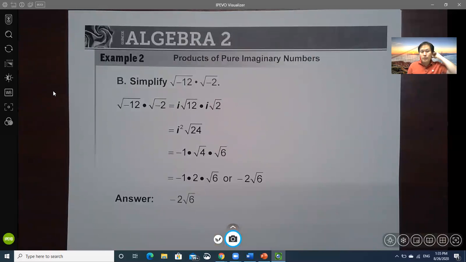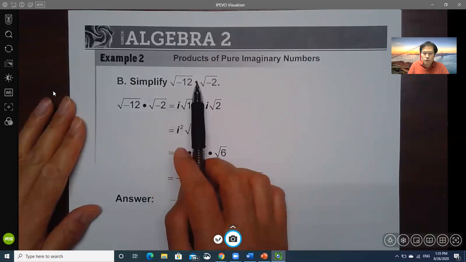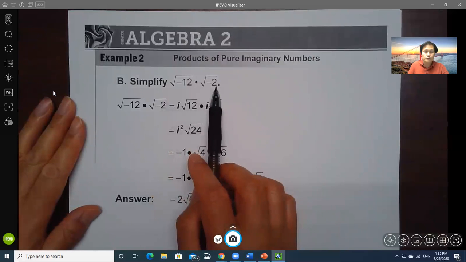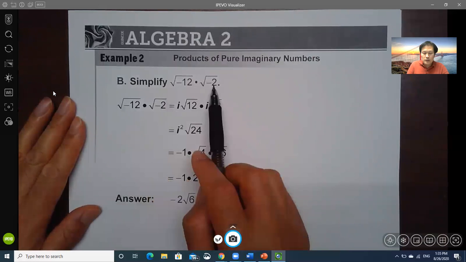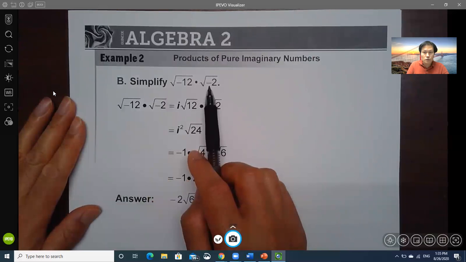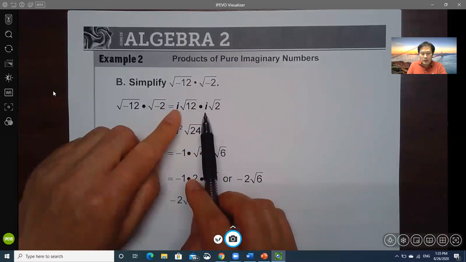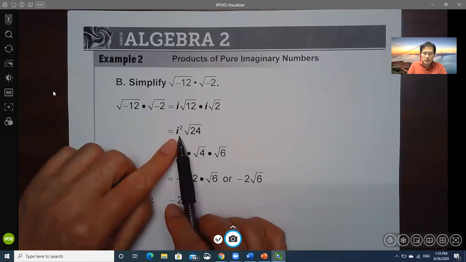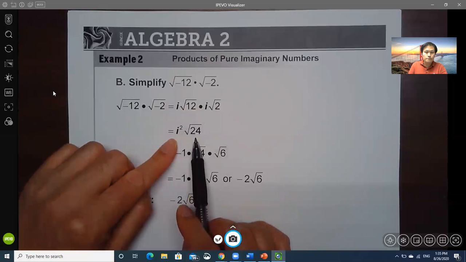Okay, simplify square root of minus 12 times square root of minus 2. Deal with the minus inside the root first. Take it out as i. So i times i makes i squared. Root 12 times root 2 is square root of 24.